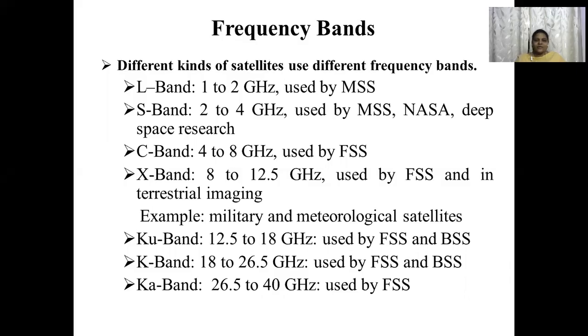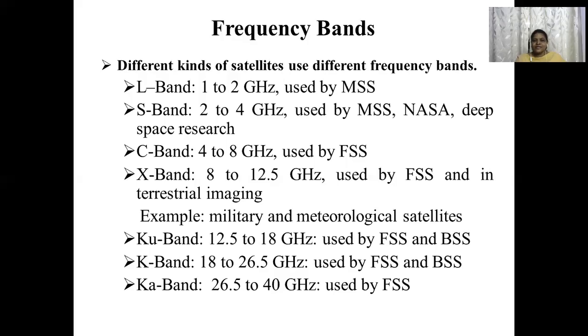Now, the L band frequency range is 1 to 2 gigahertz, and mostly it is used by the mobile satellite services. Coming to the second one, that is S-band. The frequency range of S-band is 2 to 4 gigahertz, and mostly it is used by the mobile satellite services. Along with that, it is also used by NASA and deep space research. Then coming to the third one, that is C-band. The frequency range of C-band is 4 to 8 gigahertz, and mostly it is used by FSS.